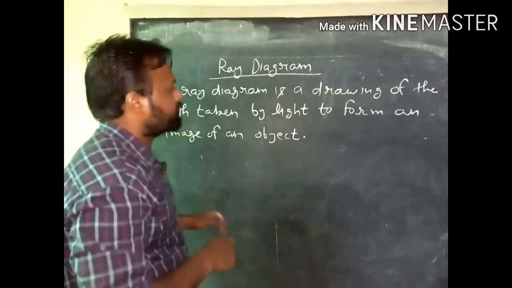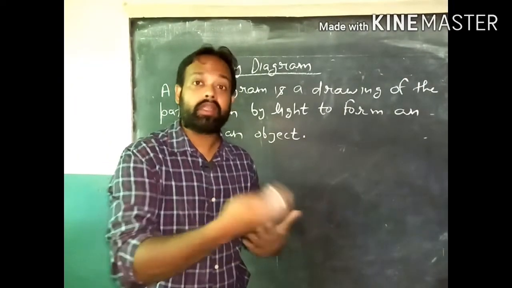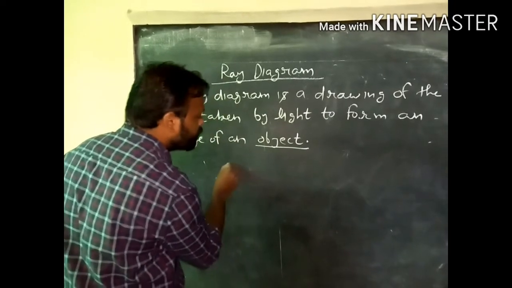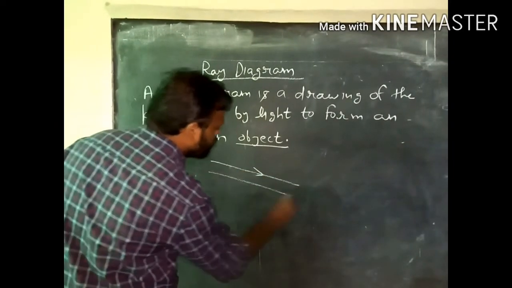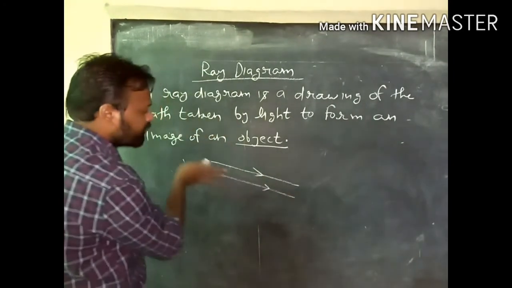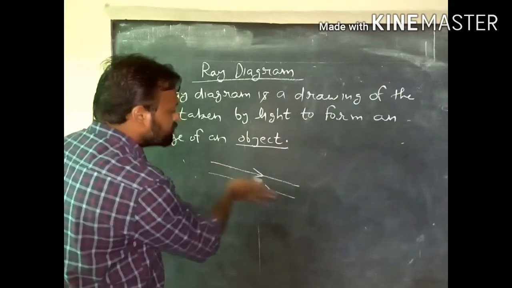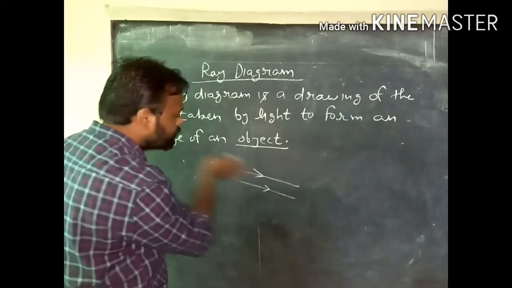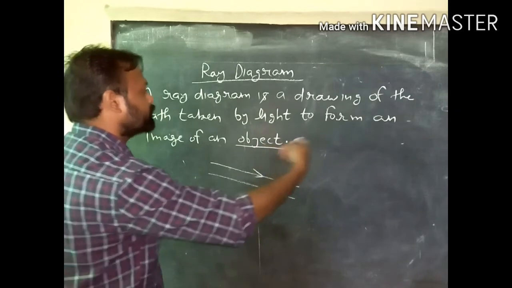So what is the meaning of this? We cannot see the light rays, and that is why, when we make diagrams, we just draw imaginary lines like this. These imaginary lines show the path taken by the light, and these lines are called ray diagrams, or simply rays. With the help of this explanation, you can easily understand what I am going to explain now.